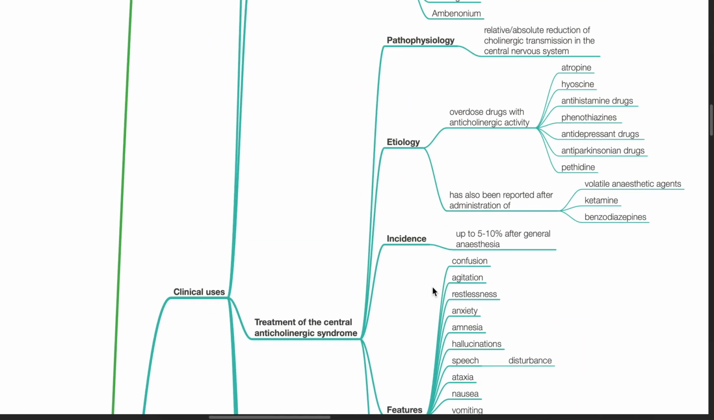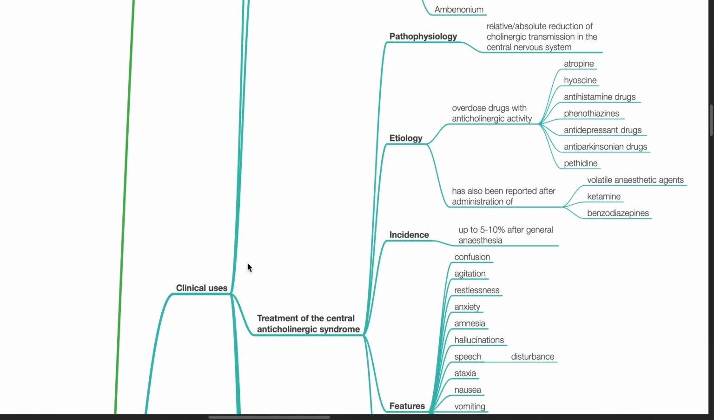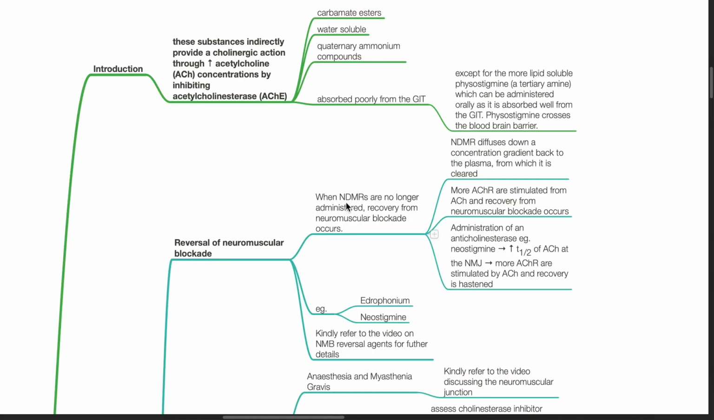Clinical uses of indirectly acting cholinergic agonists. Reversal of neuromuscular blockade. When non-depolarizing muscle relaxants are no longer administered, recovery from neuromuscular blockade occurs, and the MR diffuses down a concentration gradient back to the plasma from which it is cleared. More acetylcholine receptors are stimulated by acetylcholine and recovery from neuromuscular blockade occurs.